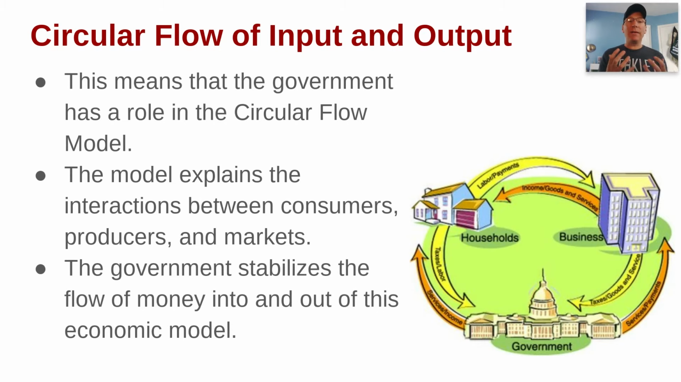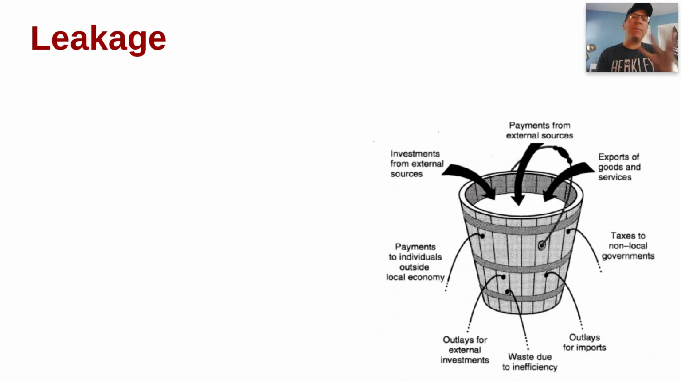So the government can stabilize the flow of money if something gets out of sync. If there is a disconnect between households and businesses and the economy is not moving money around the way it's supposed to be, fiscal policy can be used by the government to fix that flow of money. So what could be wrong? Well, we call these things leakages.